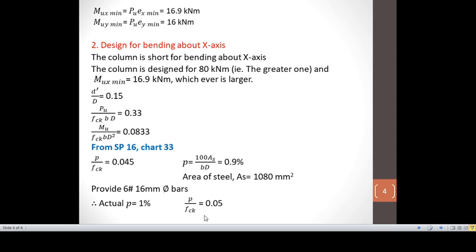So this is the design based on the x-axis. About the x-axis, the column is acting as short, so the design procedure will be similar to a short column subjected to uniaxial bending. And through the design, I have obtained that to resist this external Pu and Mu, I need to provide 6 numbers of 16 mm diameter bars.